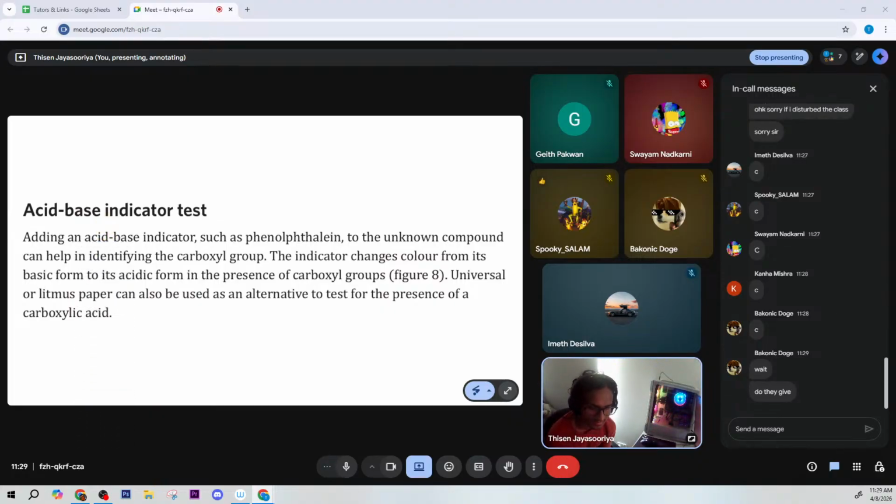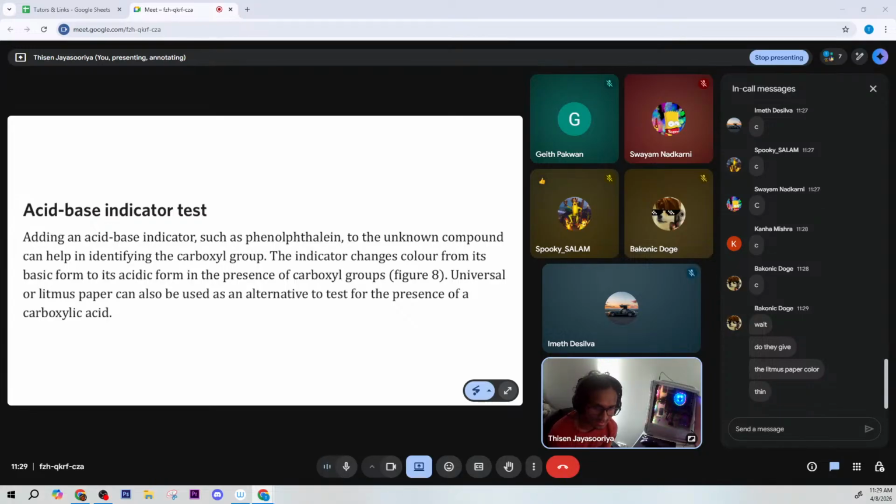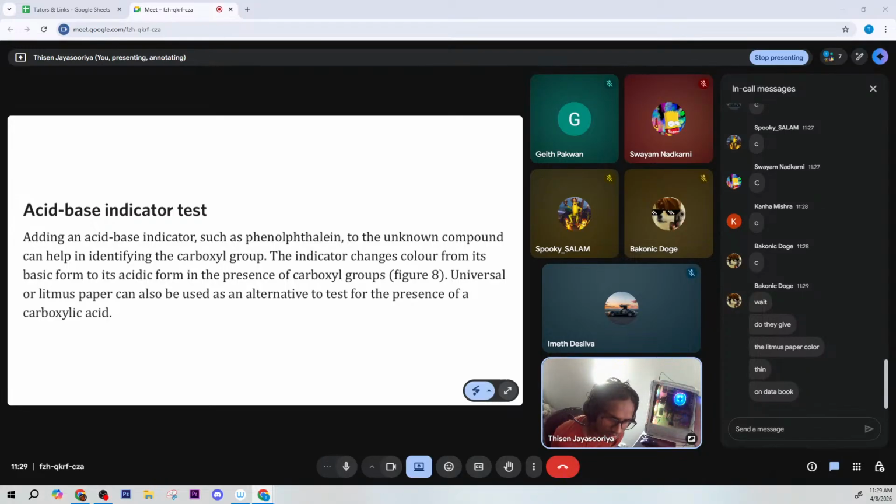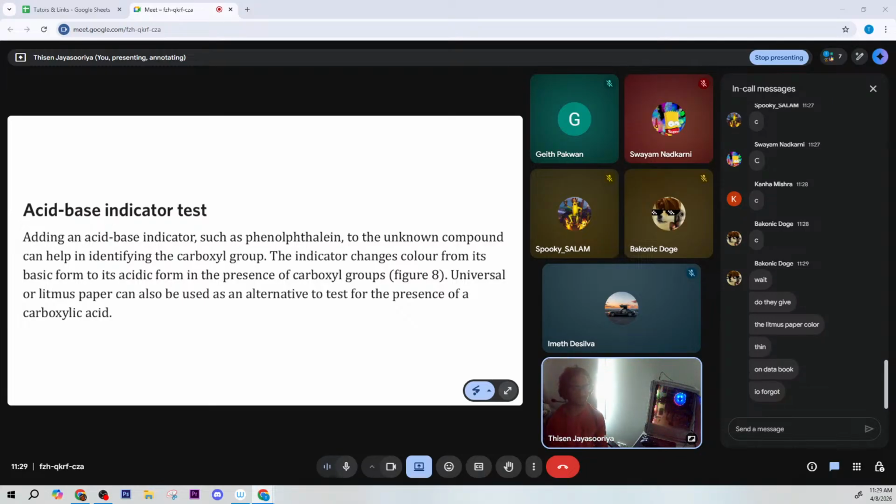Do they give the litmus paper color in the data book? No, they don't give the litmus paper color in the data book. But another thing that they do have in the data book is phenolphthalein. Essentially, if we put phenolphthalein solution in, we should see a color change. I think it becomes pink. If you look in the data book, I don't remember the exact one. Wait, give me a second.